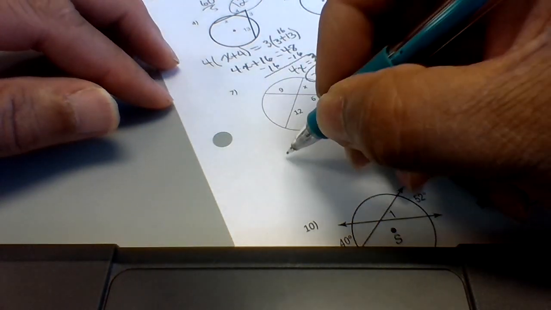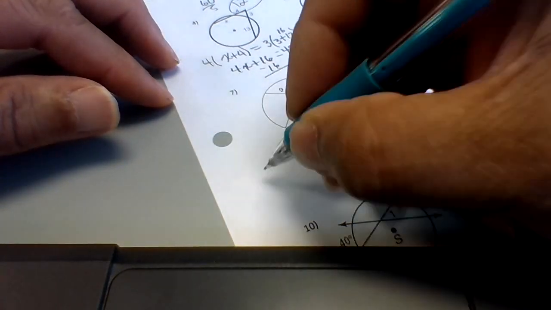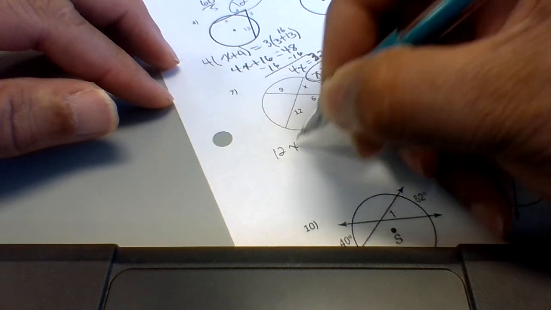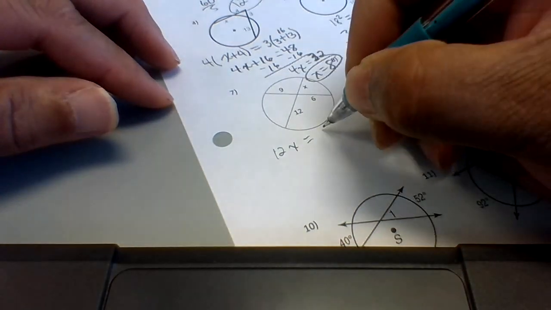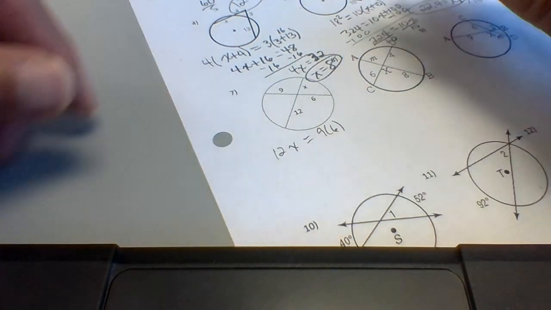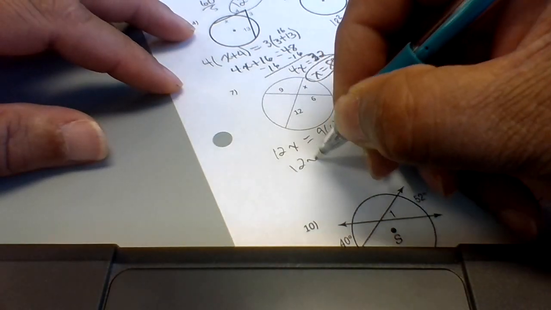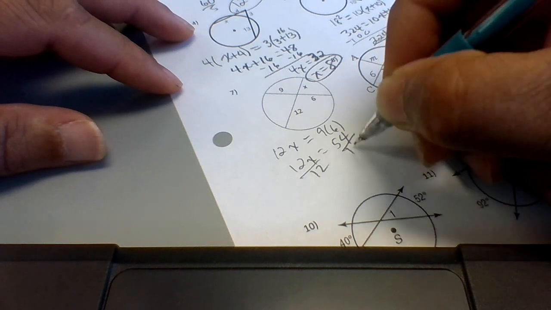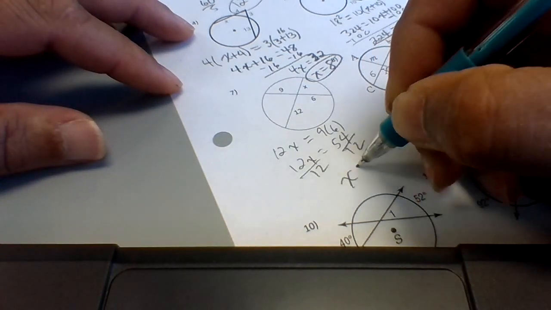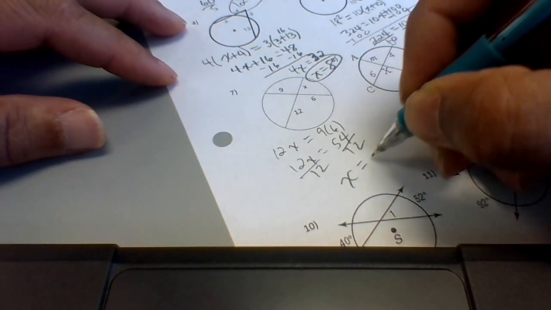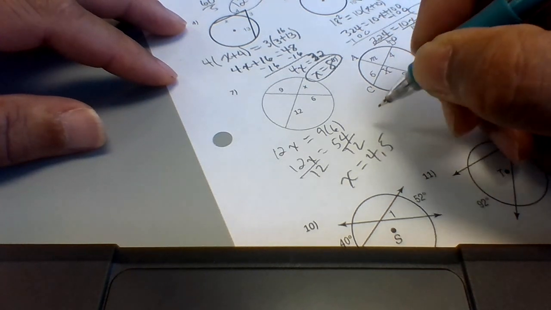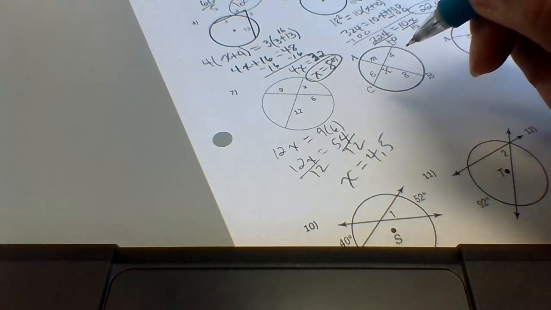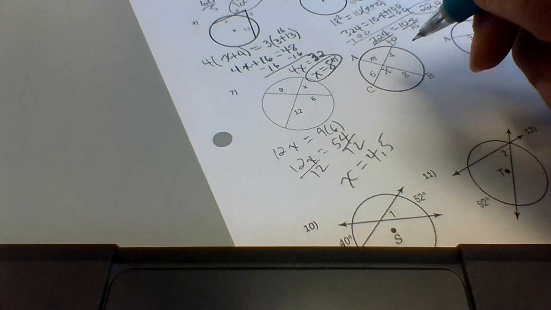Okay, again, these are crossing inside. So I need to multiply them and just follow the line. So 12 times x is equal to 9 times 6. So 54. So 12x is equal to 54. Divide both sides by 12. And so then you get x equals 4.5.